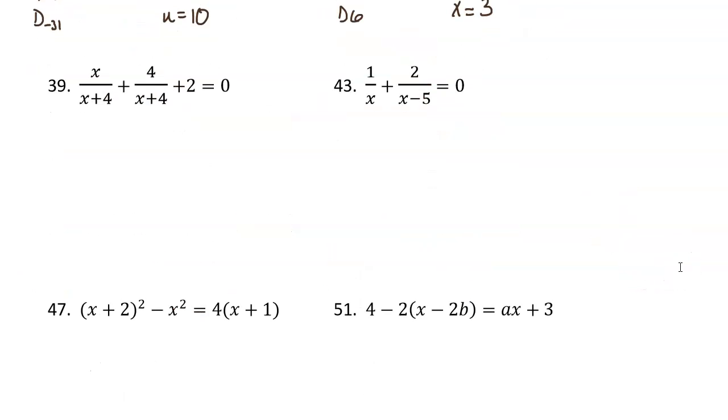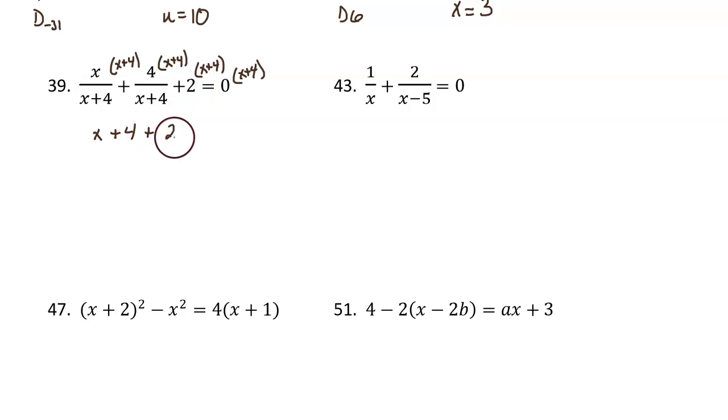Number 39, another equation that contains fractions. Let's multiply all of the terms by the lowest common denominator, which is the x plus 4. We're going to multiply this one by x plus 4, this one by x plus 4, this one by x plus 4, and even this one by x plus 4. Here's what's going to happen. Those cancel out, leaving the x. Those cancel out, leaving the 4.